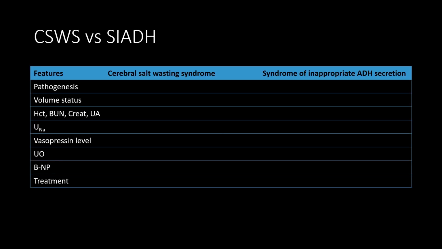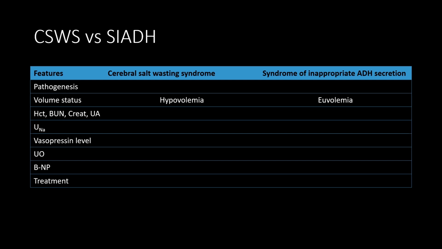So coming to the difference between cerebral salt wasting syndrome and syndrome of inappropriate ADH secretion. First, coming to the difference in pathogenesis that we have discussed earlier. Cerebral salt wasting is mainly caused by excessive secretion of B-type natriuretic peptide from the brain, that is caused by pathologies in the CNS, while syndrome of inappropriate ADH secretion is caused by inappropriately excess secretion of ADH. Volume status: SIADH is a prototype example of euvolemic hyponatremia, while cerebral salt wasting syndrome is an example of hypovolemia, because salt wasting will be there.